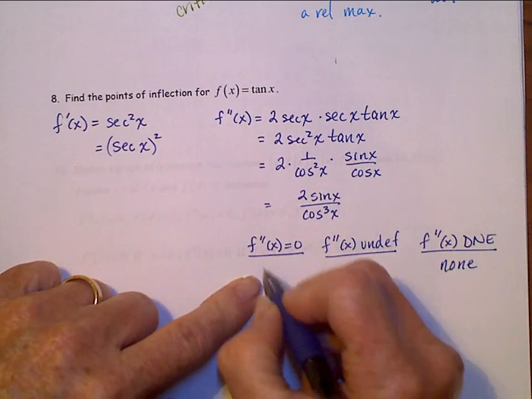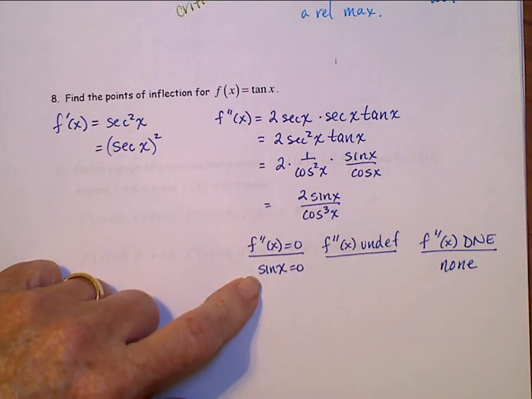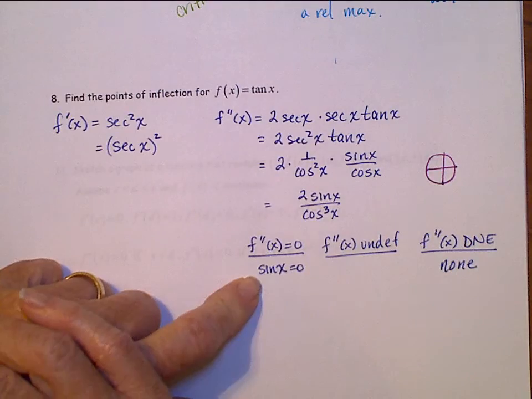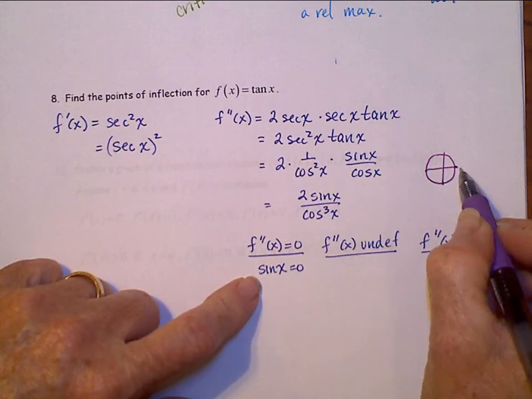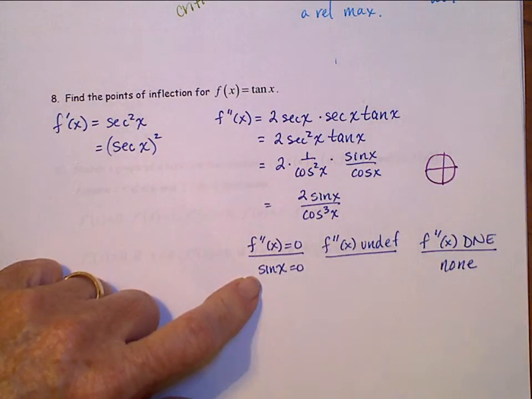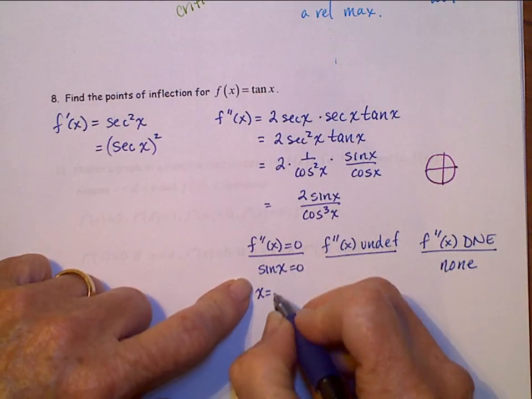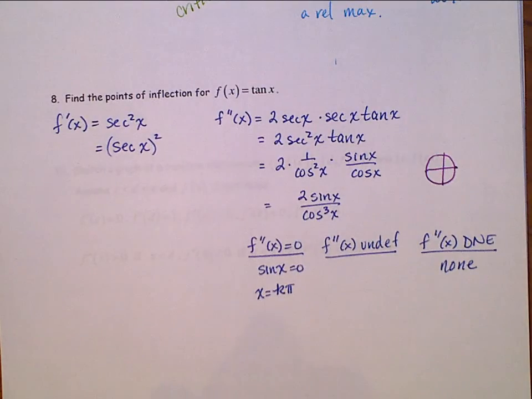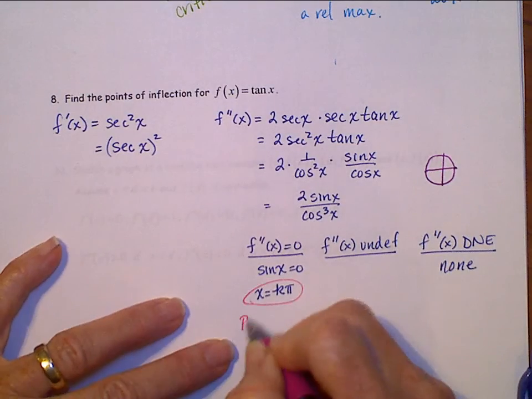That's going to be where sine x equals 0. And let's think about the unit circle. Where does sine equal 0? That's going to be at 0, pi, 2 pi, 3 pi, 4 pi, etc. So this is going to occur when x is equal to some integer k times pi. All right. These are possible points of inflection.